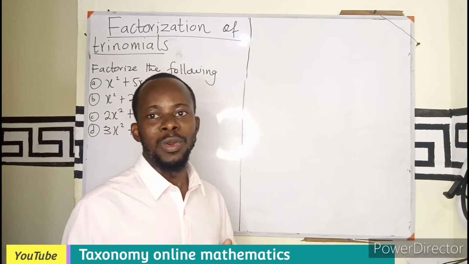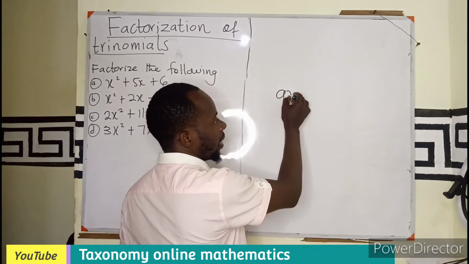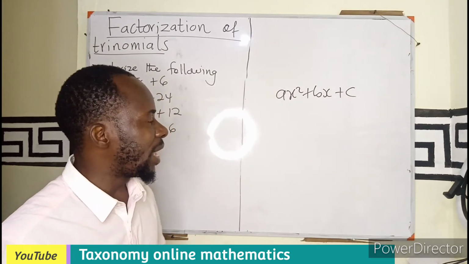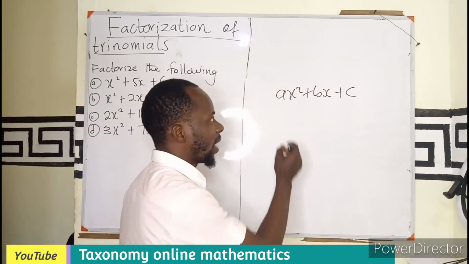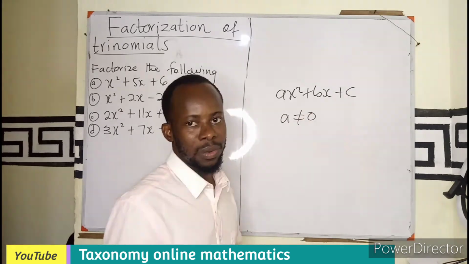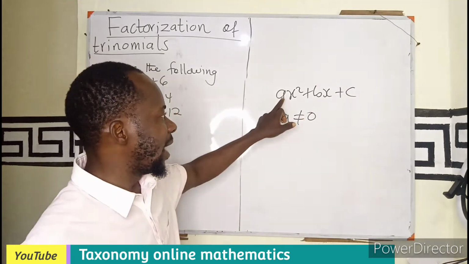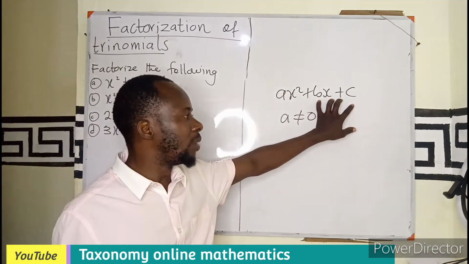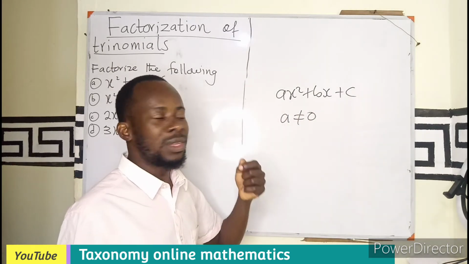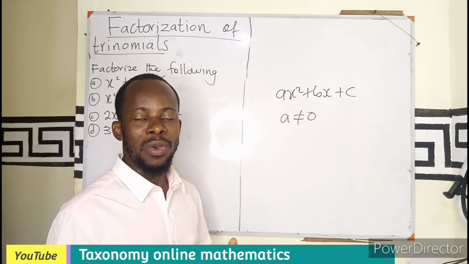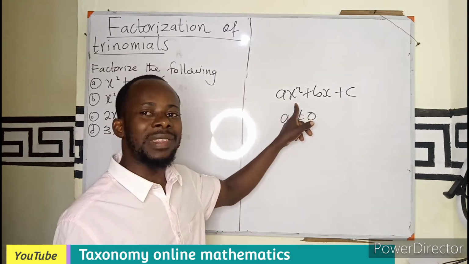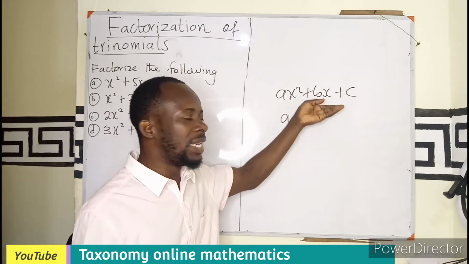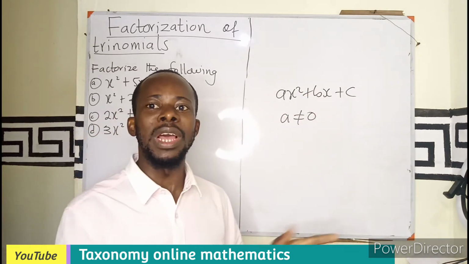We know a quadratic trinomial is of this form: ax squared plus bx plus c, where our a should not be equal to 0. It means that the moment a is 0, the x squared term becomes 0, so now we are going to have only a binomial. And a quadratic trinomial should always have a degree of 2, meaning there should be an x term that has a power of 2. So the moment the x term with power of 2 is missing, it ceases to be a quadratic trinomial.